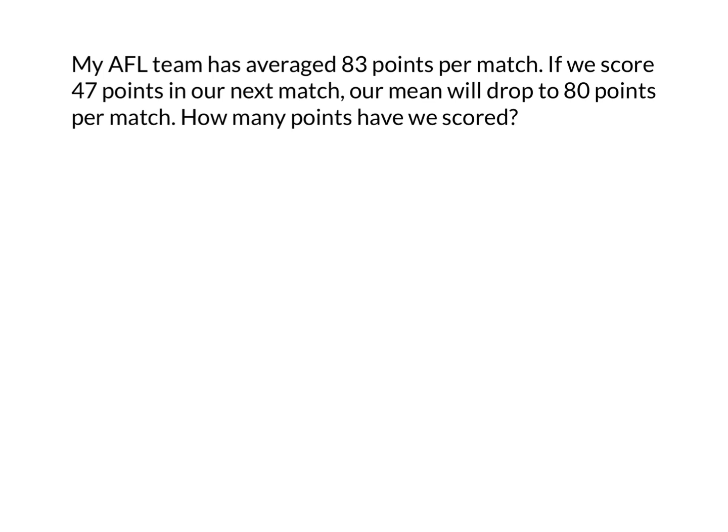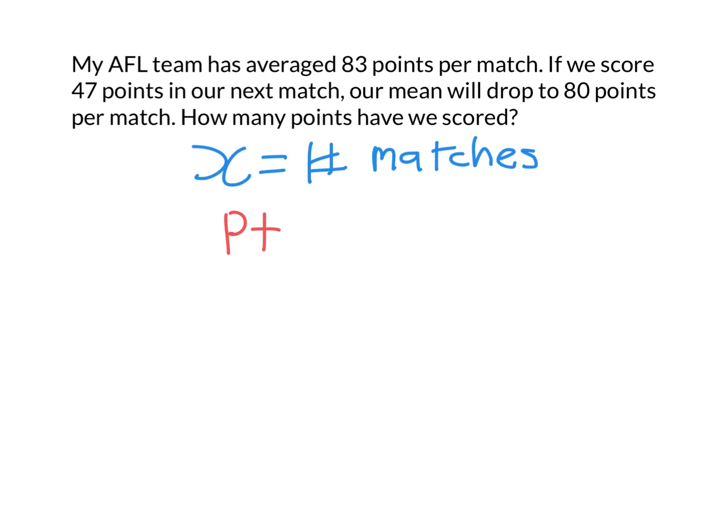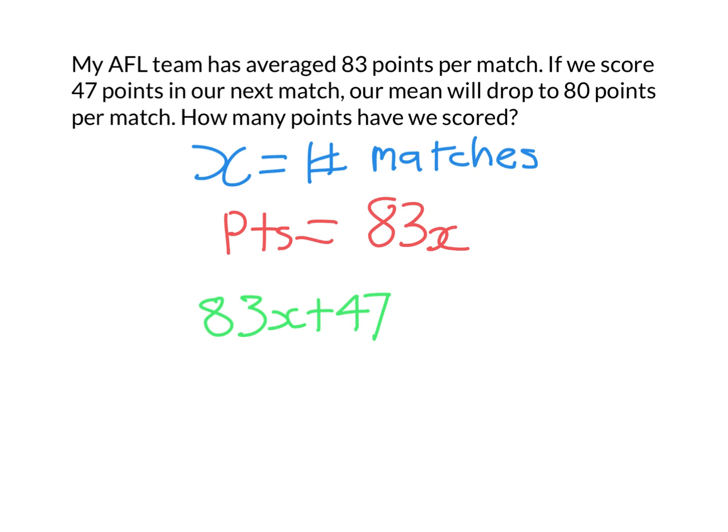So my AFL team has scored 83 points per match. The problem is we don't know how many matches played. So we're going to let X equal the number of matches played. If we have played X matches and averaged 83 points per match, the total number of points is 83 times X. If we score 47 points in our next match, then our total number of points scored over all matches will be 83X plus 47. That's the total number of points scored.